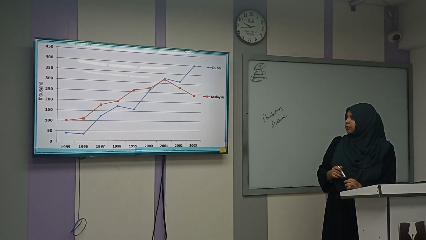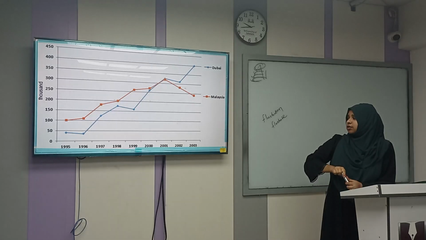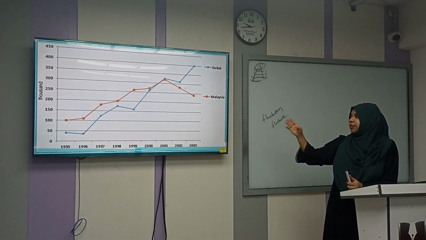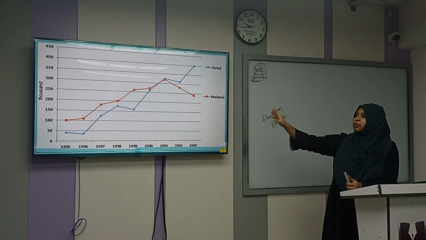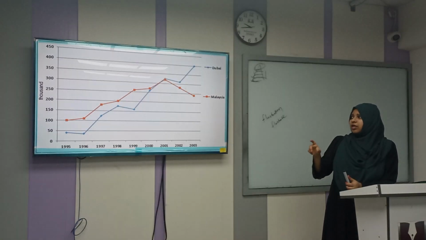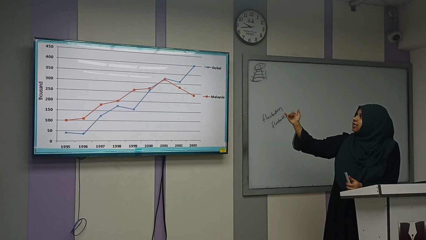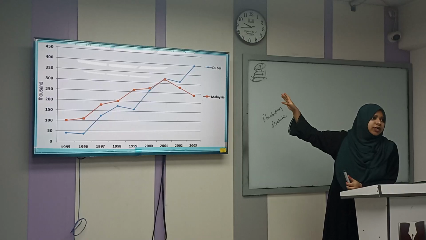Okay, so I can say that at the beginning Dubai's number was lower, and as the period ended, Dubai was the highest, okay? Malaysia started with a very competitive number and then it ended in less than Dubai, but overall it actually increased.